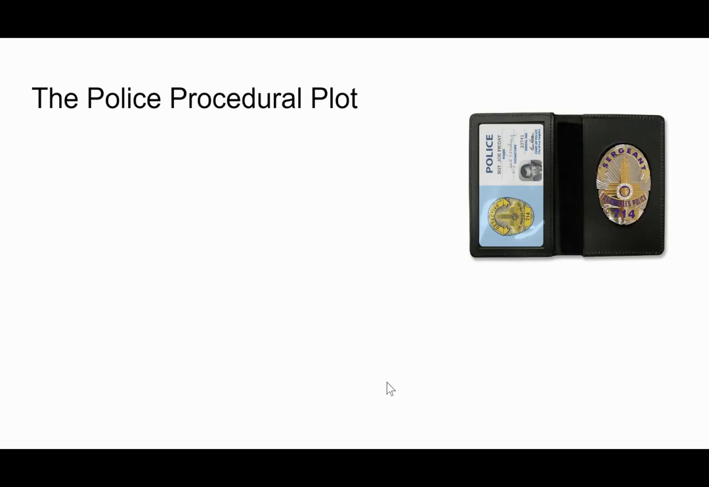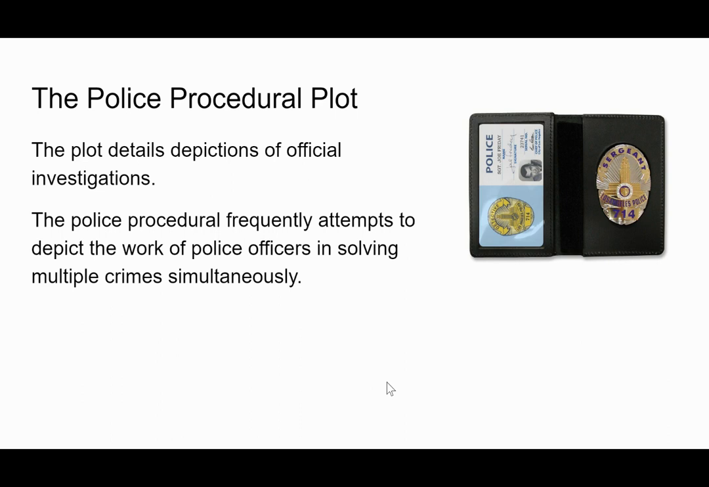Next is the police procedural. It's going to have official investigations. It's going to deal with cops. They're going to have to solve multiple crimes simultaneously. Usually, the hard boiled detective is working with one. Usually, the traditional detective is working with one. Cops are going to be working with three, four, six.